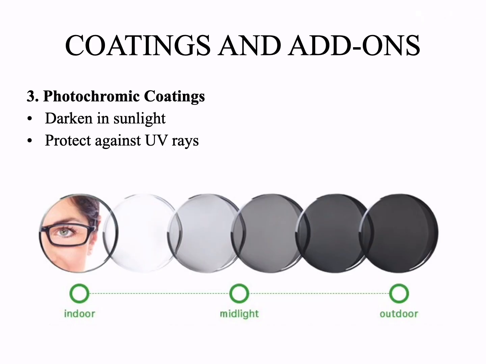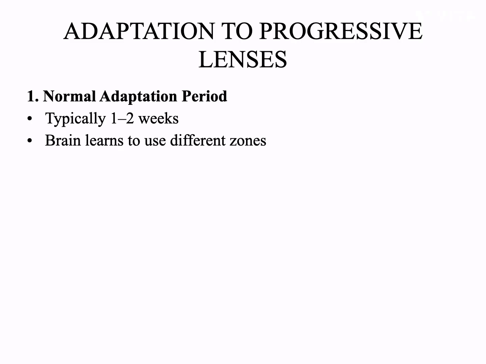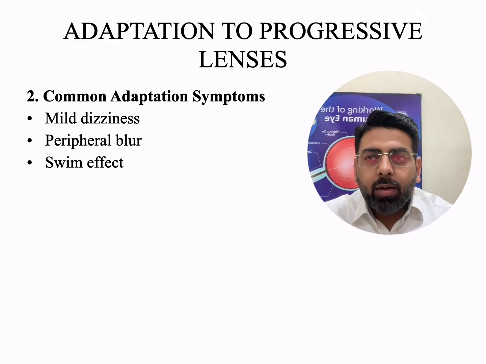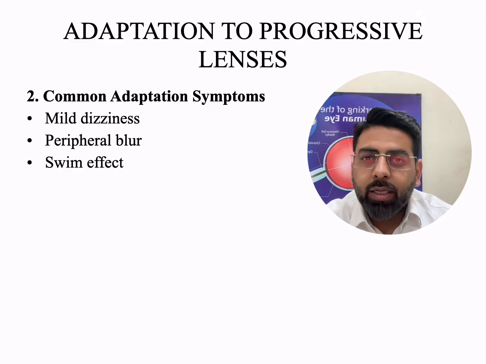Photochromatic lens coatings basically darken in the sunlight and protect against UV rays. Normal adaptation period is typically 1 to 2 weeks, and the brain learns to adapt to different zones in progressive lenses. So common adaptation symptoms are, number 1, mild dizziness, peripheral blur, and swim effect.